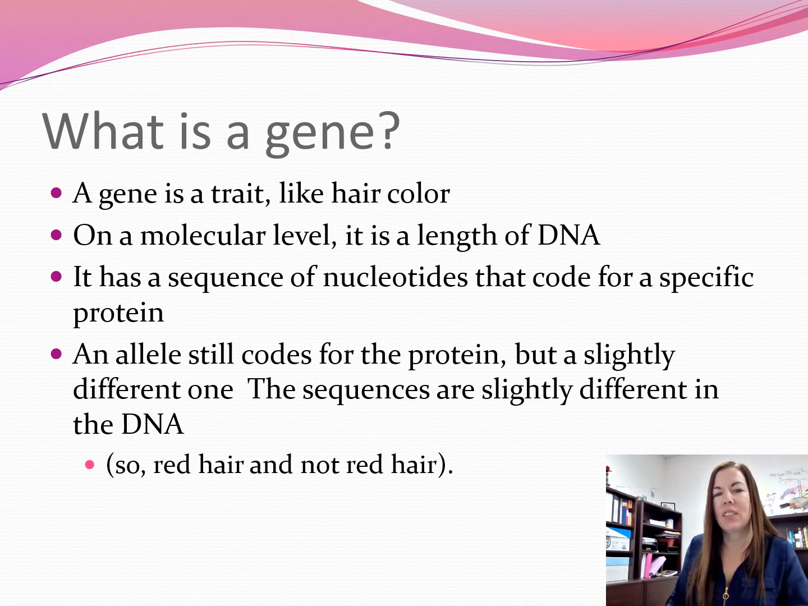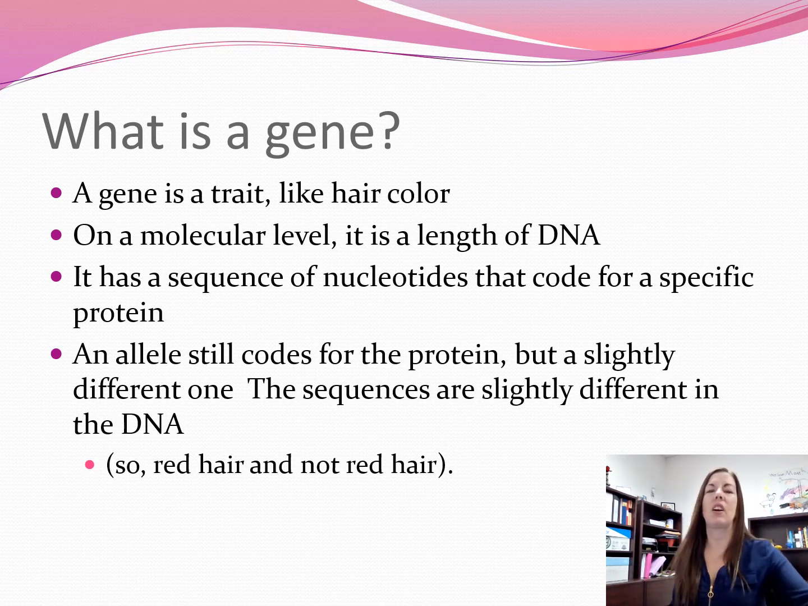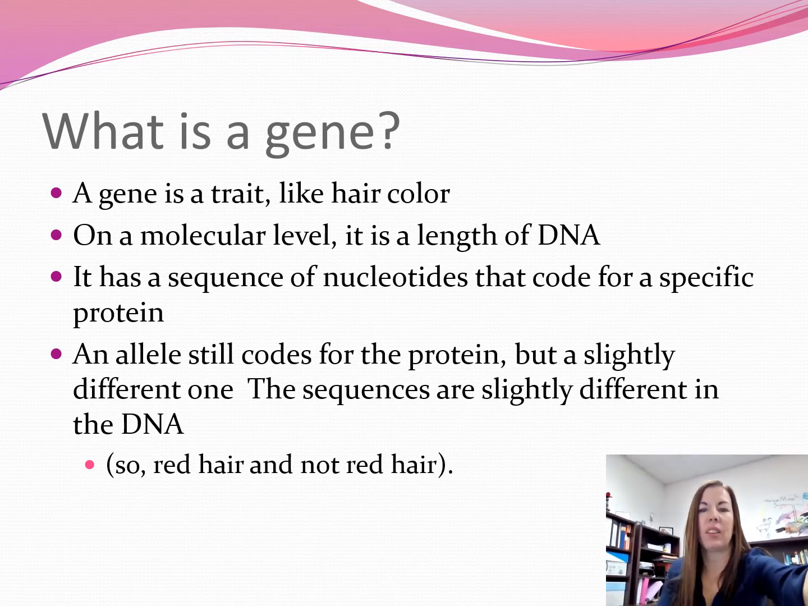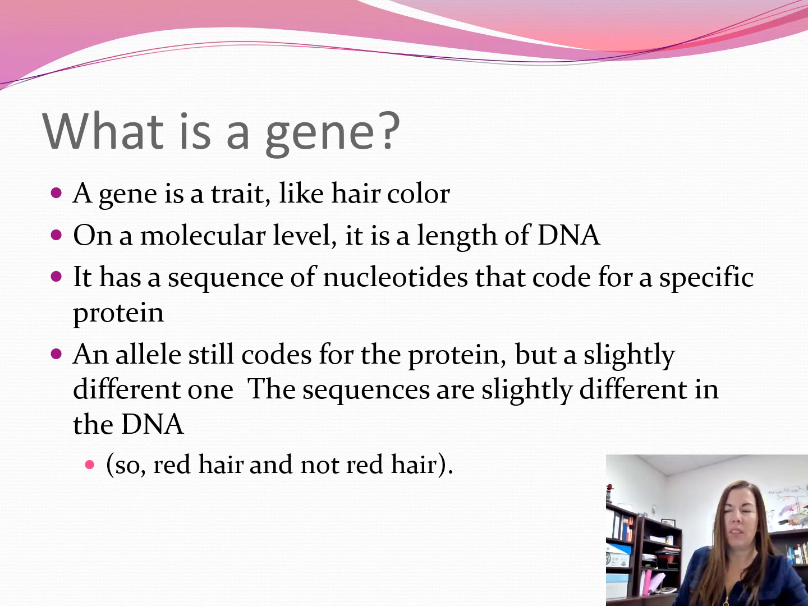So a gene is essentially like a trait. It's a hair color or anything that can be considered a trait. Molecularly, it's really a length of DNA, and that DNA has a sequence of nucleotides that code for a specific protein. An allele is a term that means it's still coding for the protein, but a slightly different one. So the sequences in that nucleotide are just slightly different in that DNA. So you're looking at like red hair versus not red hair.